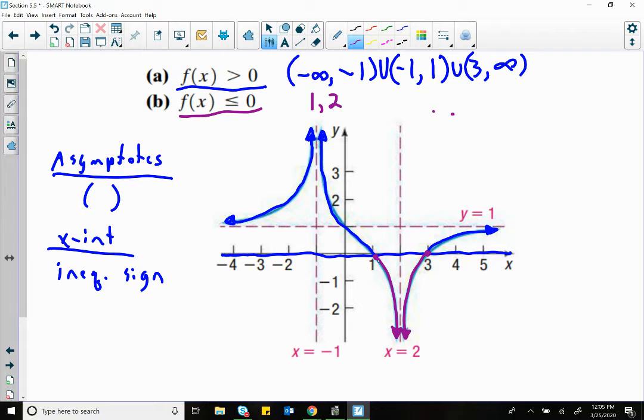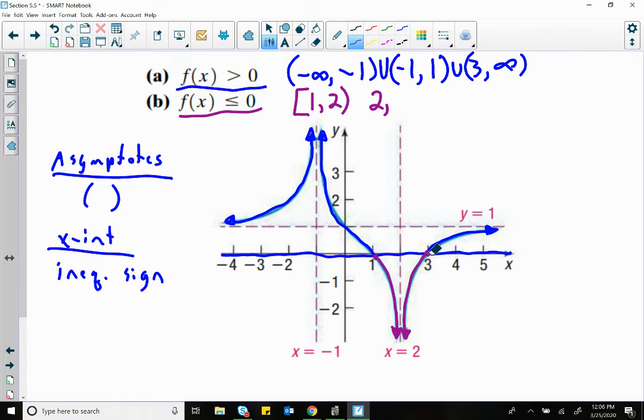So because 1 is an x-intercept, we revert to the sign. So it's equal to, so that's going to be a bracket. Okay? Then it's an asymptote, and I already told you asymptotes are always parentheses. So there's how that interval looks. And now we look at the last interval. Well, it picks up on the other side of 2.